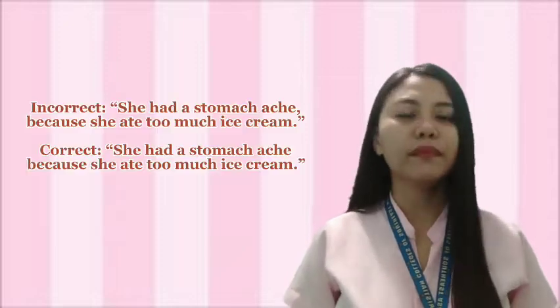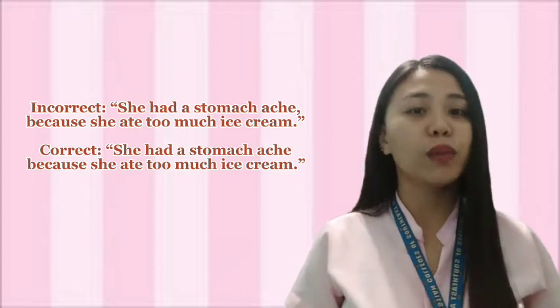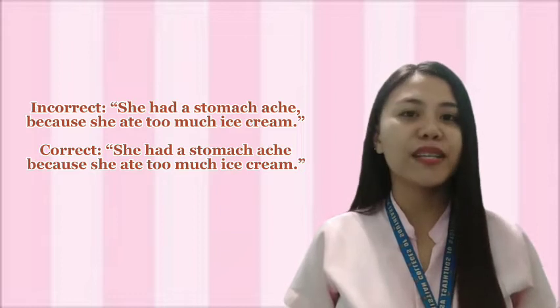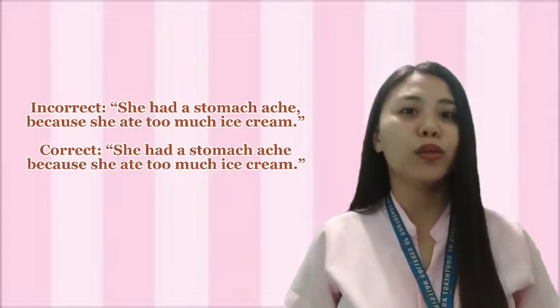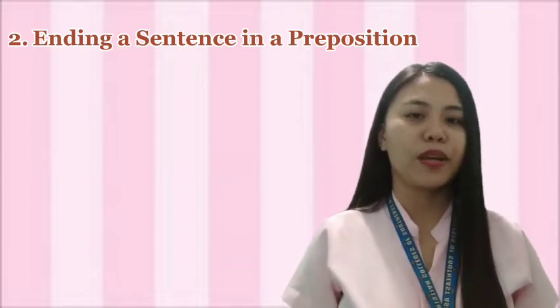Example: she had a stomach ache, comma, because she ate too much ice cream. Well, the correct version of this is: she had a stomach ache because she ate too much ice cream. Yes. Number 2 is ending a sentence with a preposition.